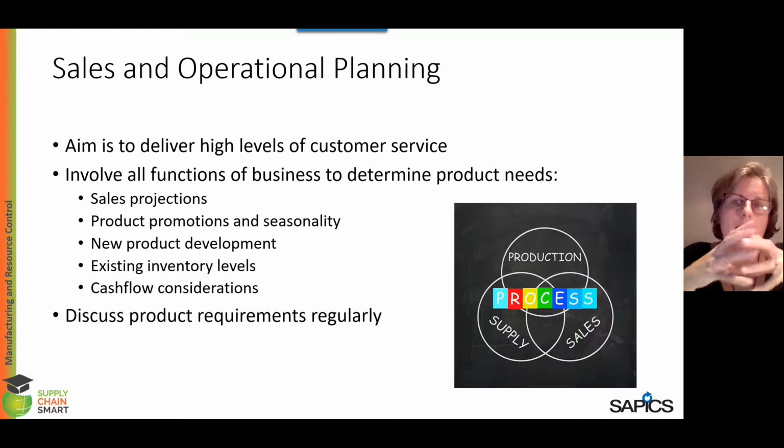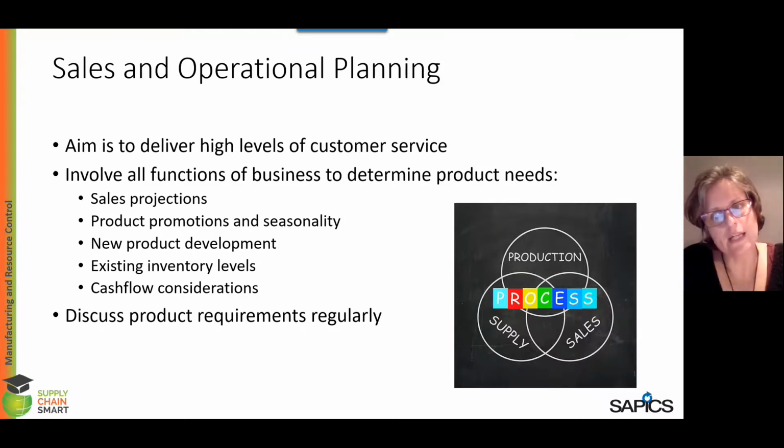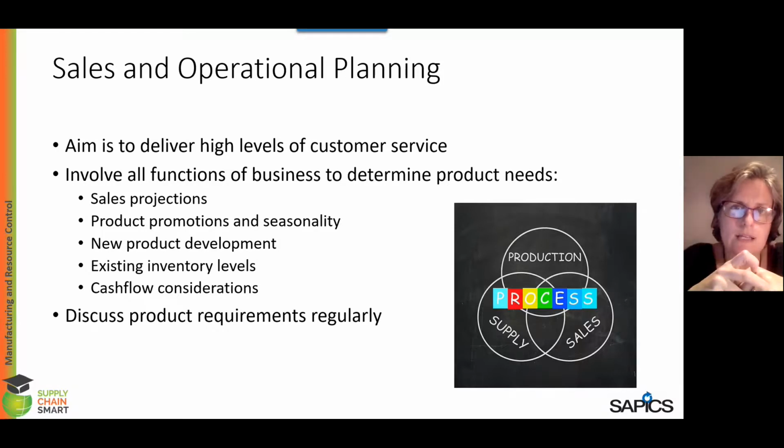So, how do we make sure we balance supply and the sales? Because at the end of the day, there's a process that needs to pull together the supply of product, the production process, and the sales process. And this process is the sales and operations planning process. The aim is to make sure you're delivering high levels of customer service, so you want your on-time in full deliveries to be high. To do that successfully, you need to involve all functions of the business, your sales team, your production team, your new product development teams.